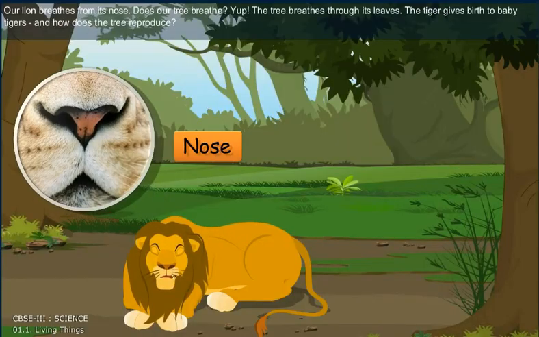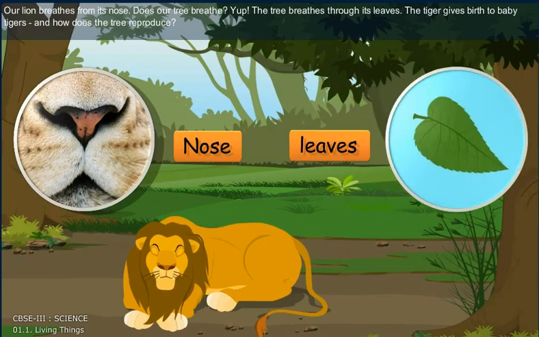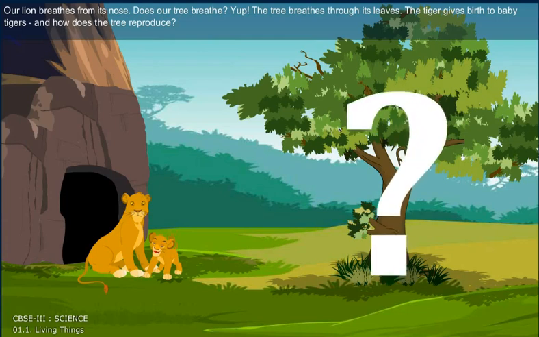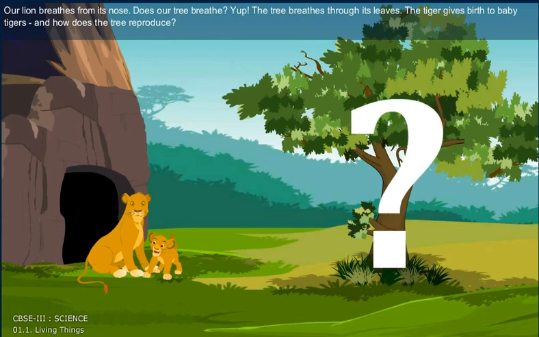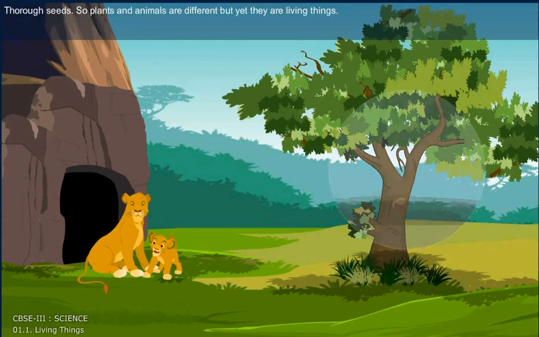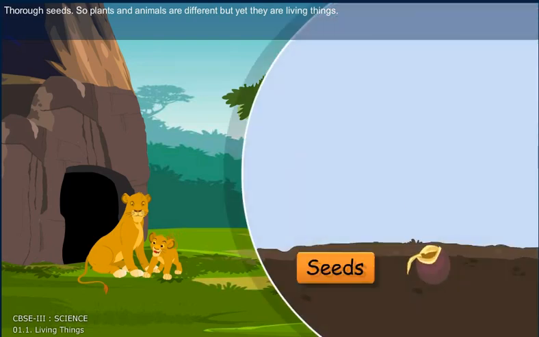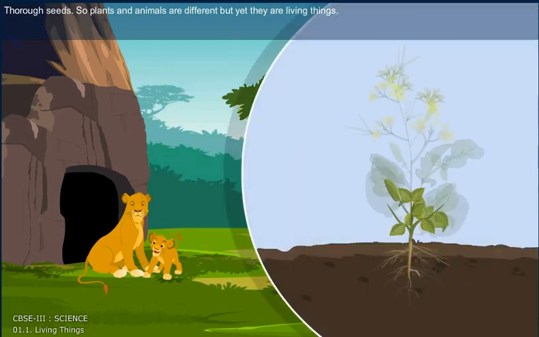Our lion breathes from its nose. Does our tree breathe? Yep, the tree breathes through its leaves. The tiger gives birth to baby tigers. And how does the tree reproduce? Through seeds. So plants and animals are different, but yet they are living things.